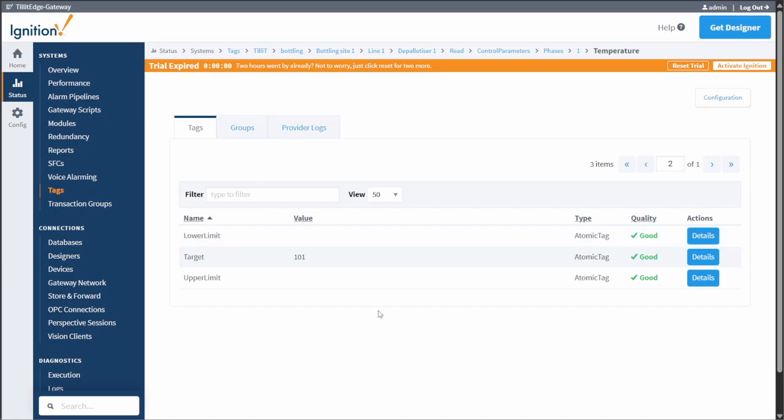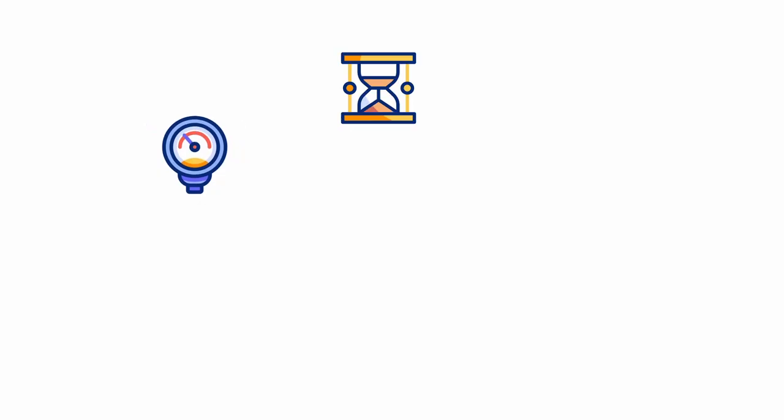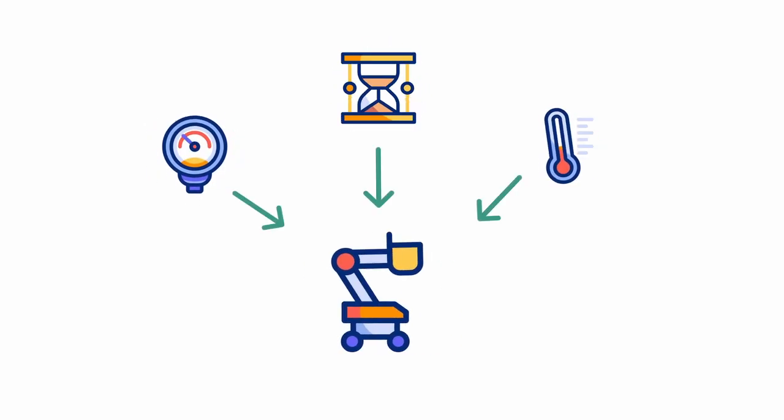So to recap, the values update instantly when the orders start through Ignition, and your systems receive exactly the information they need when they need it automatically.